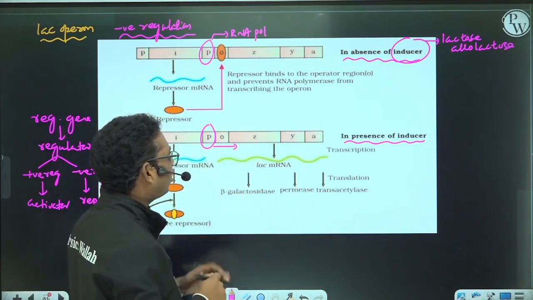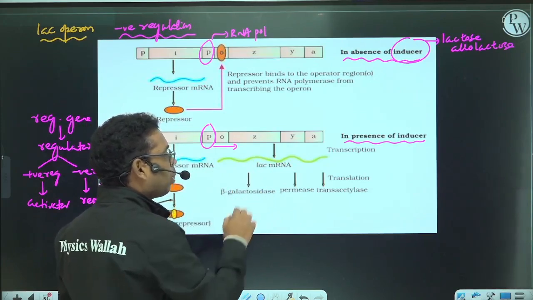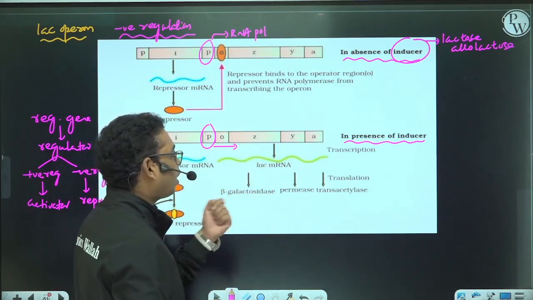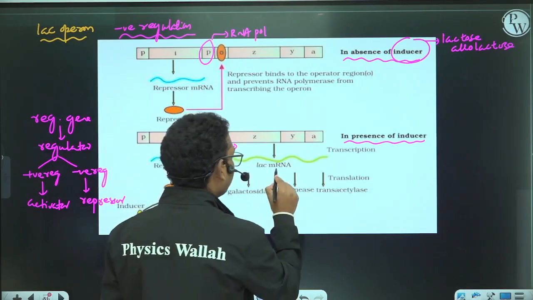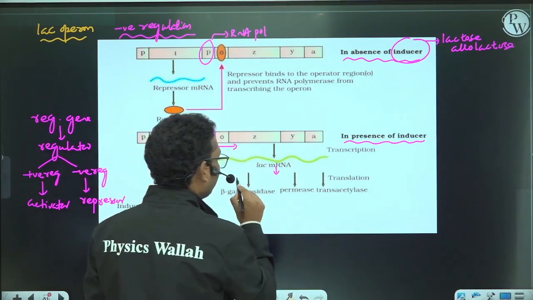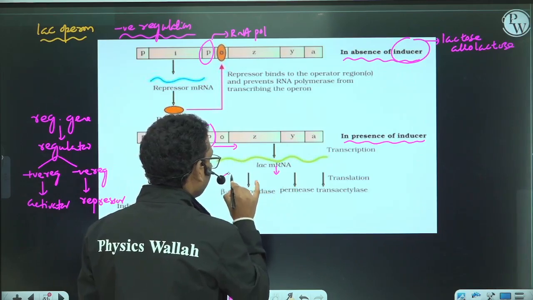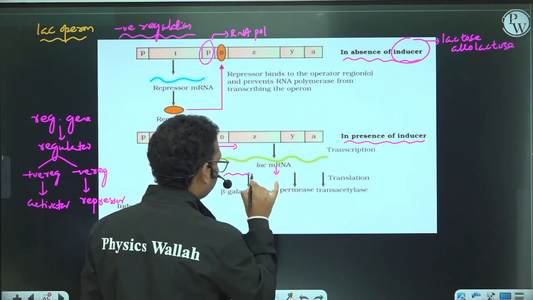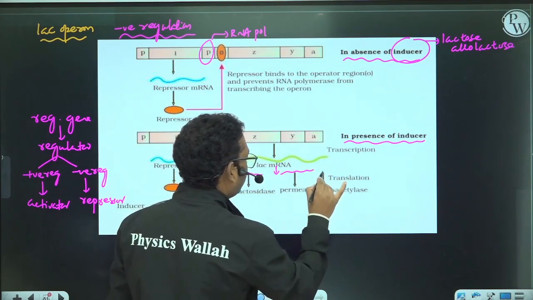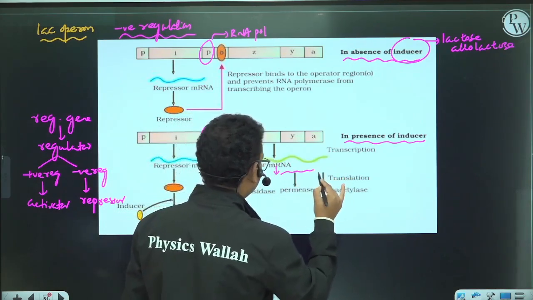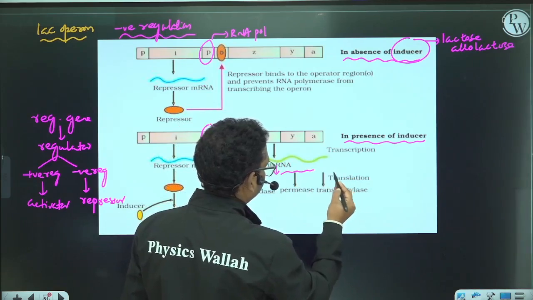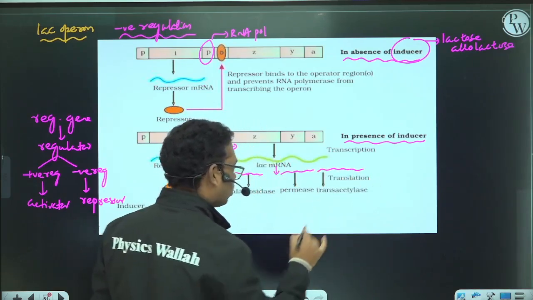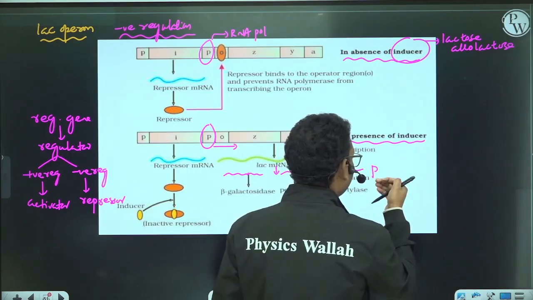This lac mRNA will produce 3 peptides. How many peptides? 3 peptides. So this is mRNA, and 3 peptides will be produced. Suppose this is one peptide, this is another peptide, and this is another peptide. So these are the 3 polypeptides.